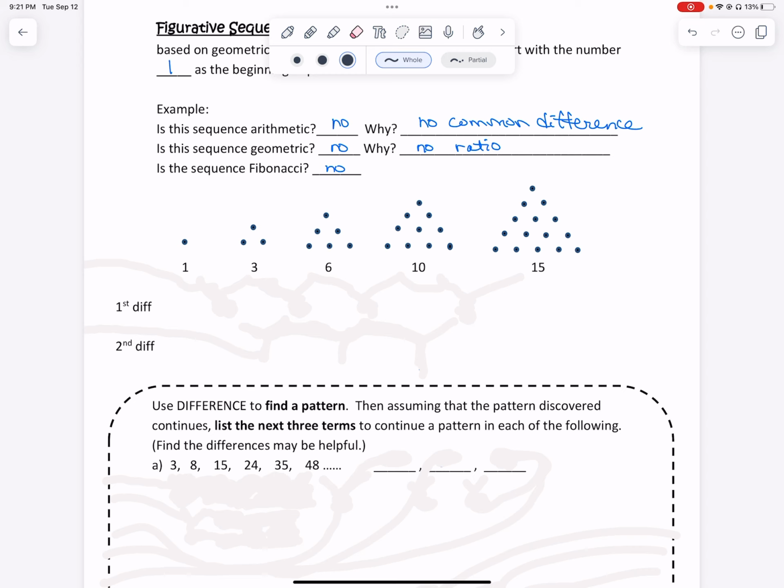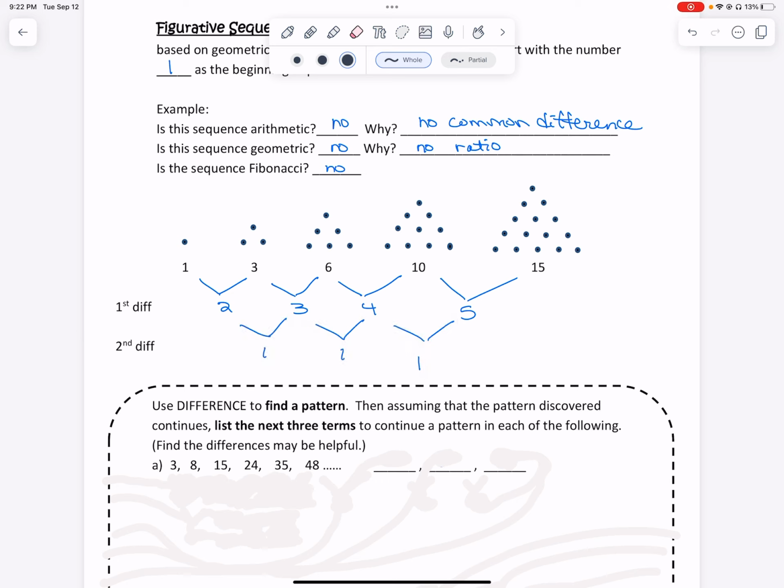So notice, to go from 1 to 3, I went up by 2. And 3 to 6, I went up by 3. And 6 to 10, I went up by 4. Do you see a pattern? We could probably guess what the next one is, right? So I'm going to find the second difference.